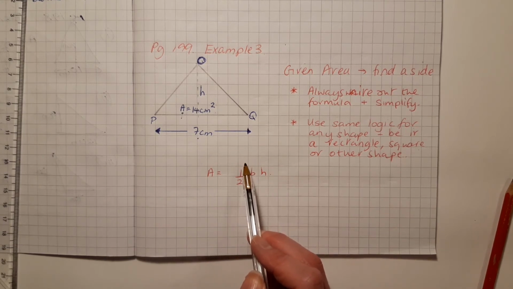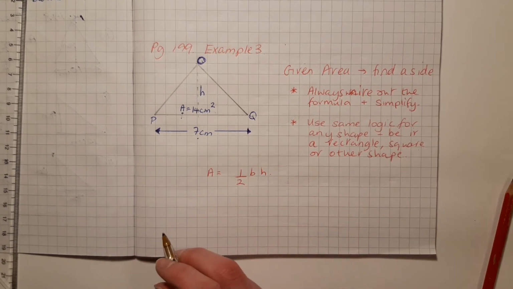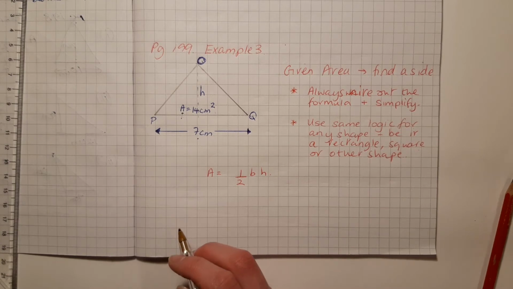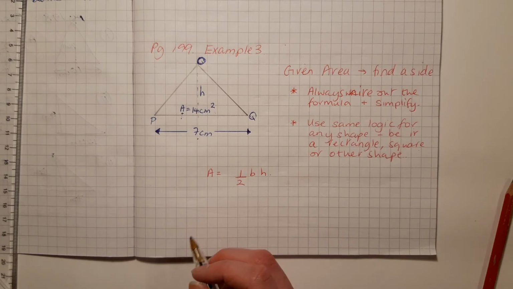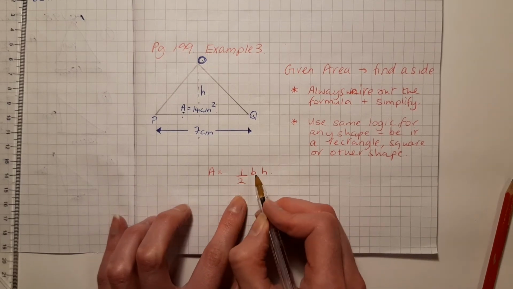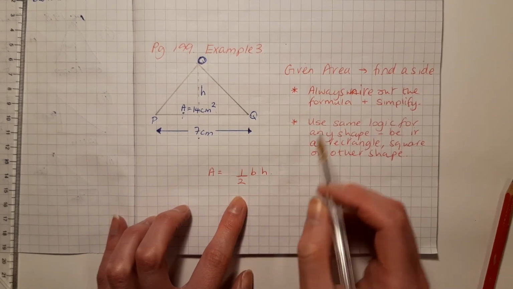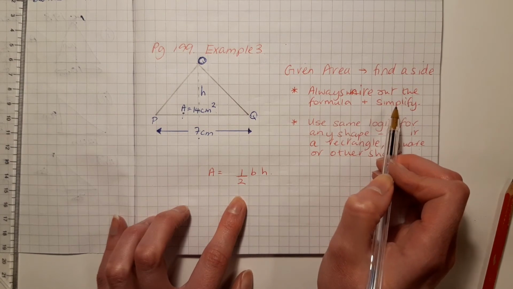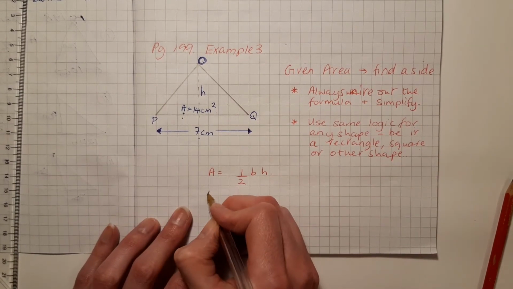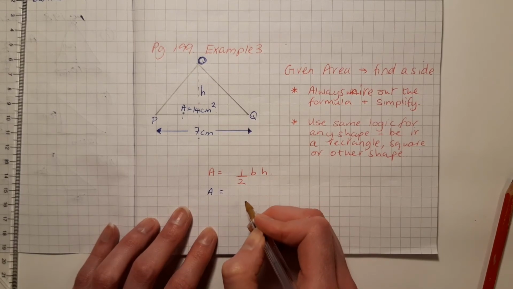So on Wednesday, we looked at the area of a triangle being the same as a rectangle, only half of the size. We saw that the last day. So it's half the base by the height. So always write out the formula and simplify it. We're going to simplify it by subbing in what we have. Subbing in means putting in the numbers that we have.